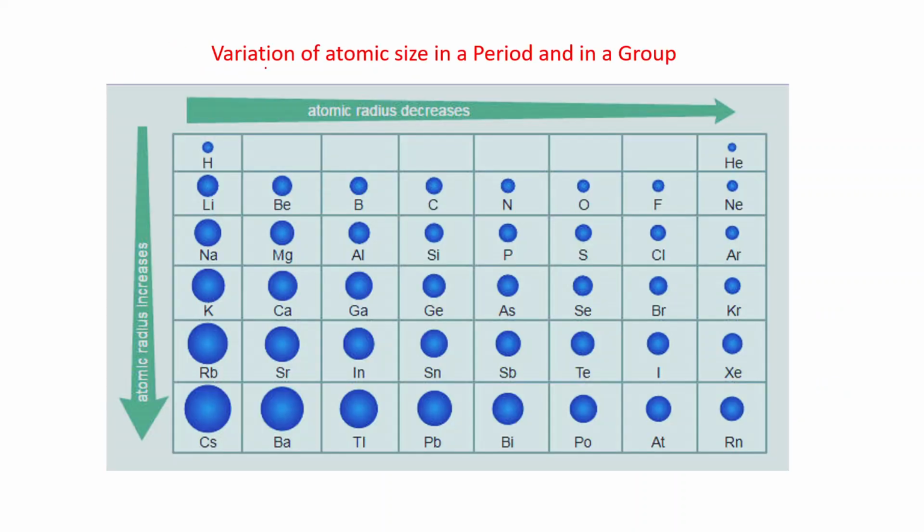You can see the variation of atomic size in a period and in a group. This is a group, size increases from top to bottom, and this is a period, size decreases from left to right.